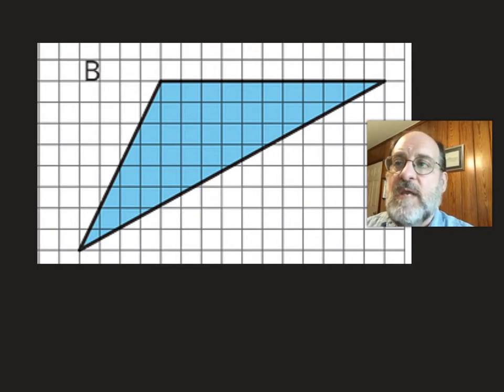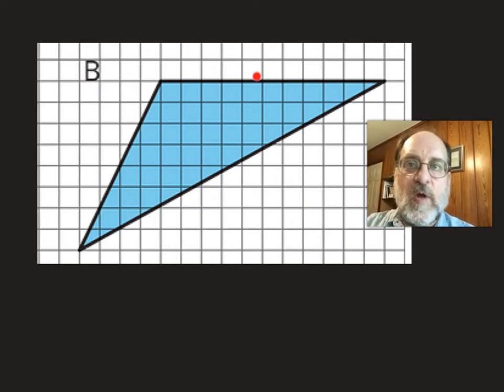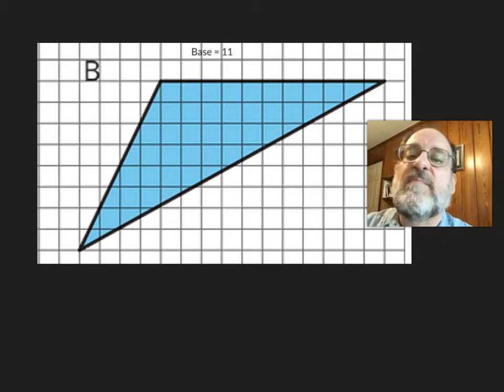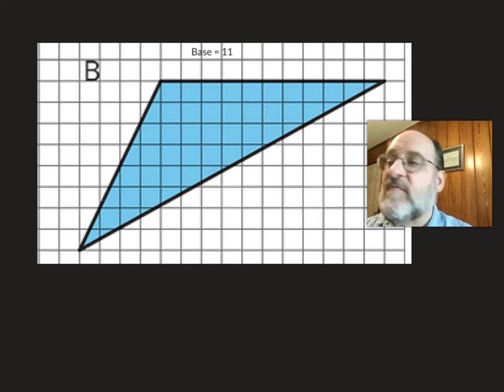Here I am on part B. Looking at this triangle, I've got 3 sides, but there's only one side where I can easily count the length. And that's the top here. 1, 2, 3, 4, 5, 6, 7, 8, 9, 10, 11, all the way to the end there. So that's what I have to use as my base. I can't use another side because I just can't count what's going on. So base equals 11.